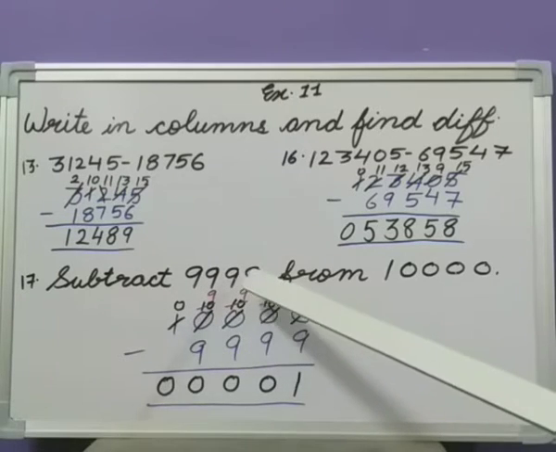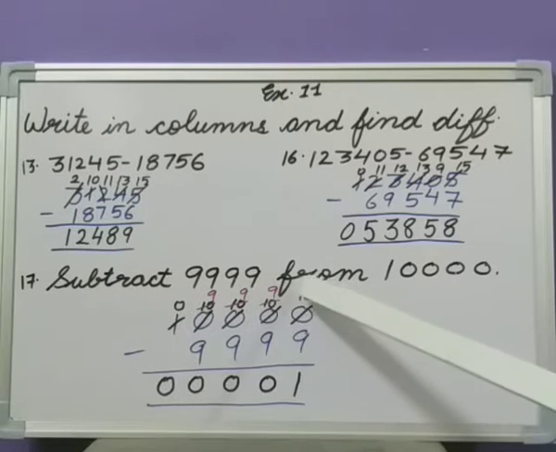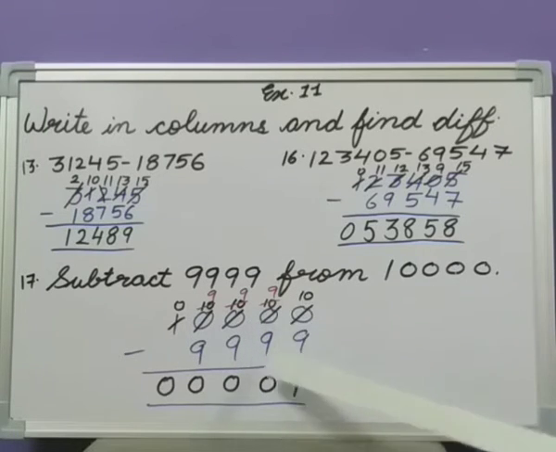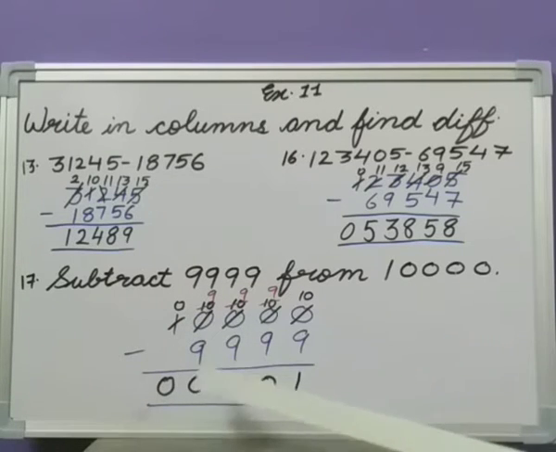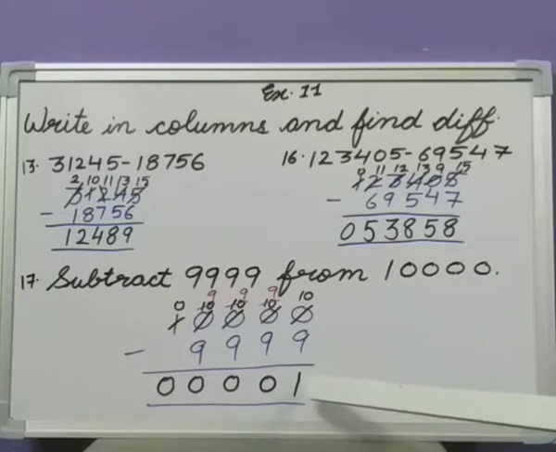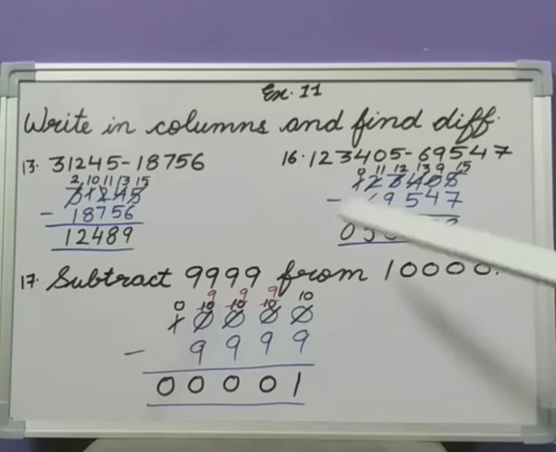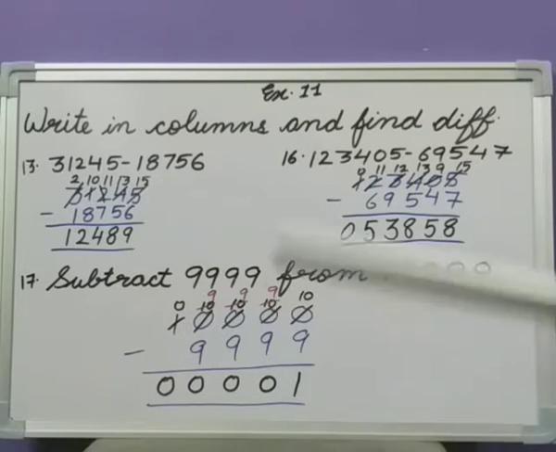Then again it will lend to the next number, so it becomes 9. Then this 10 again will lend to another number, so this will become 9, and there is no number to be given, so now it will be 10 only. So 10 minus 9 is 1, 9 minus 9 is equal to 0, 9 minus 9 is 0, 9 minus 9 is 0, and 0 minus 0 is 0. Therefore our answer is 1. So when we subtract 9,999 from 10,000, it will become 1.